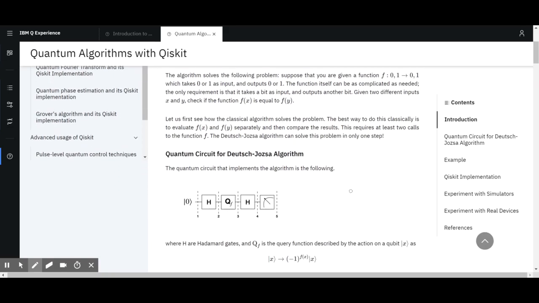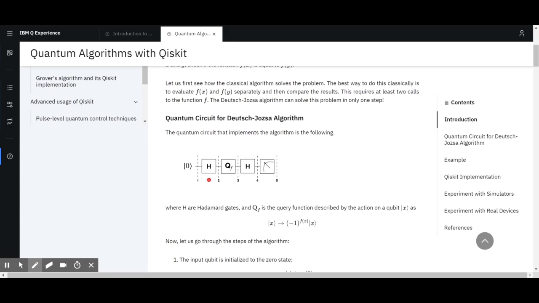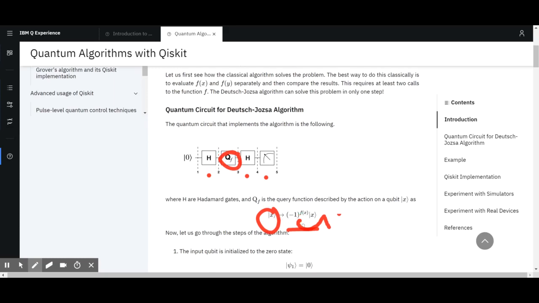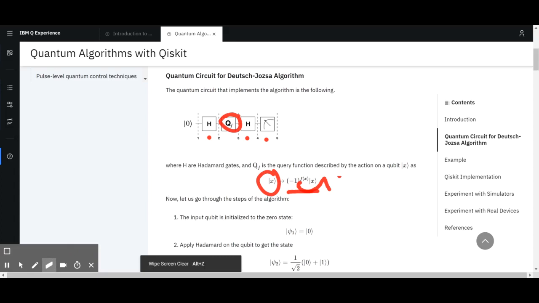Quantum circuit for the Deutsch-Jozsa algorithm. The quantum circuit, okay, so we see a Hadamard, we see a measurement, and then we have this Q thing here. The H are Hadamard gates, and Q_f is the query function described by the action on a qubit |x>. So this seems to indicate that it takes this qubit and then turns it into that. That's what that gate is supposed to do, which seems like it has to do with flipping the sign to a minus. Let's see. I've got to learn maybe the shortcuts for that.